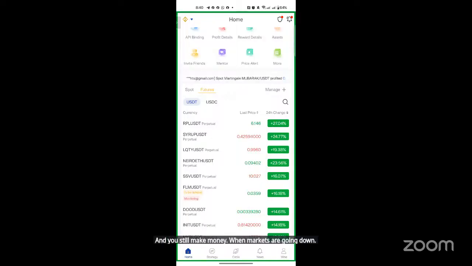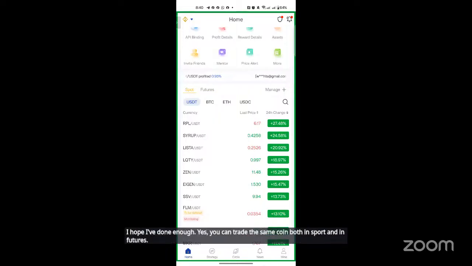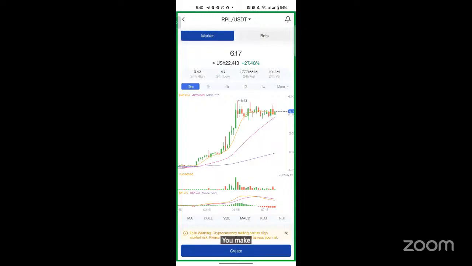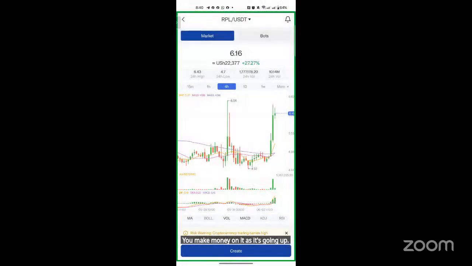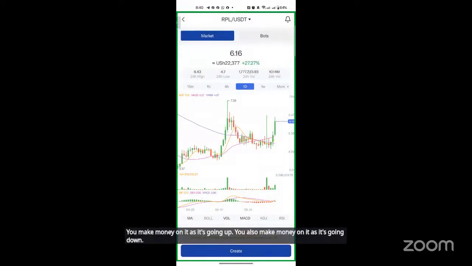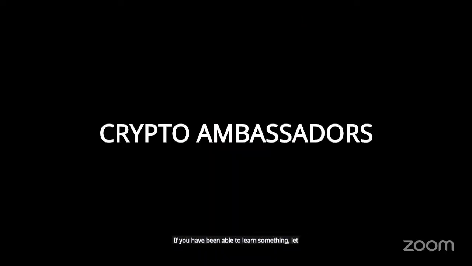I hope I've done enough. Yes, you can trade the same coin both in spot and in futures. You make money on it as it's going up. You also make money on it as it's going down. Have you been able to learn something today? If you have been able to learn something, let me know in the chat.